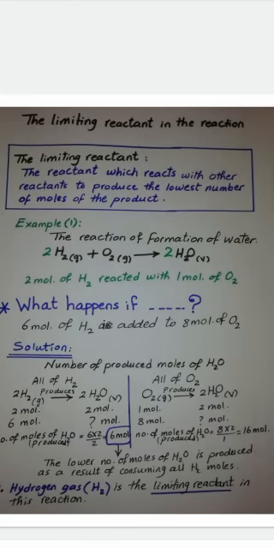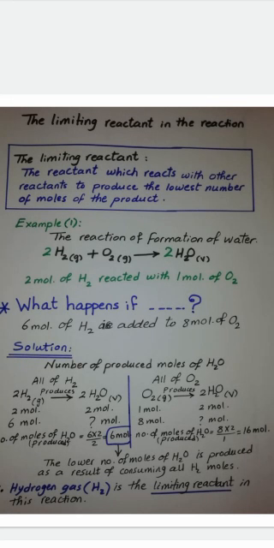Hi Senior 1 students. In this lesson I'll explain the concept of the limiting reactant and how you can determine it in different chemical reactions. As we studied in this unit, any chemical equation must be balanced to obey the conservation law of mass. That is to say, obtaining definite amounts of products requires using definite amounts of reactants.